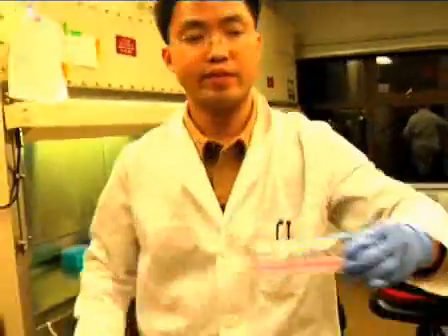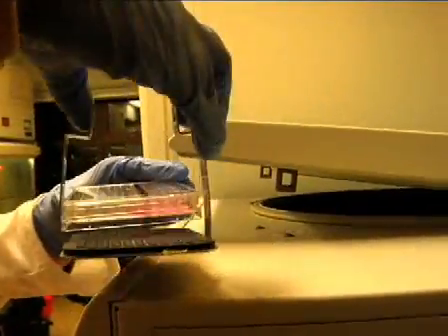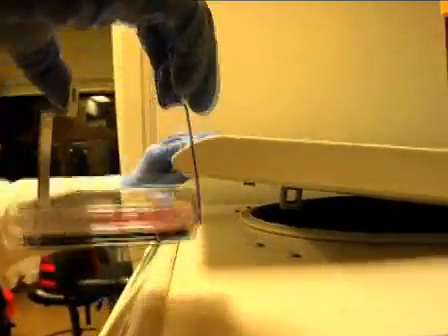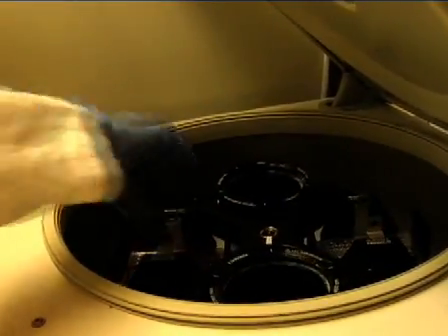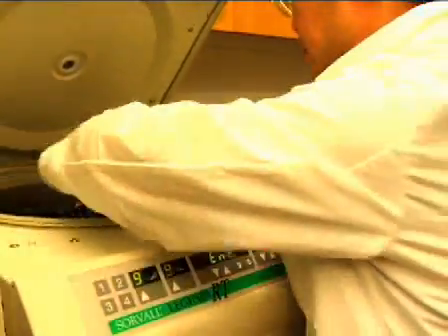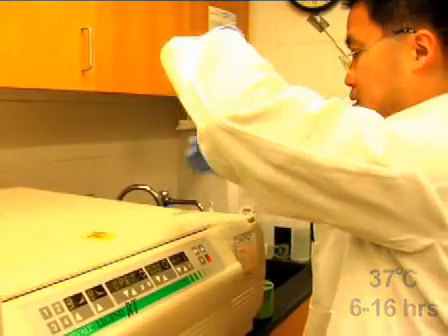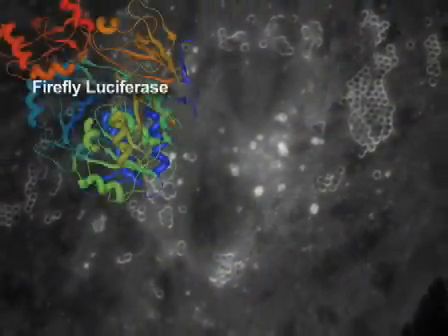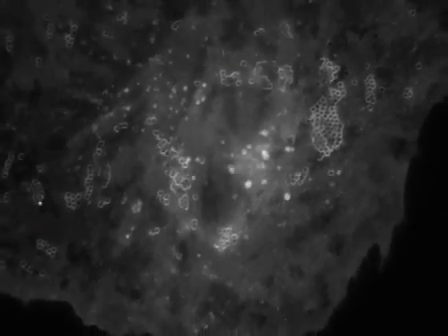Once the suspension is added, spin the plate for 2 minutes at 1000 G. This helps concentrate the beads at the bottom of the wells and facilitates phagocytosis. Next, culture the cells at 37 degrees C for 6 to 16 hours, depending on the conditions and the promoter used to drive luciferase. Increased promoter gene expression can be detected after 1 to 3 hours.